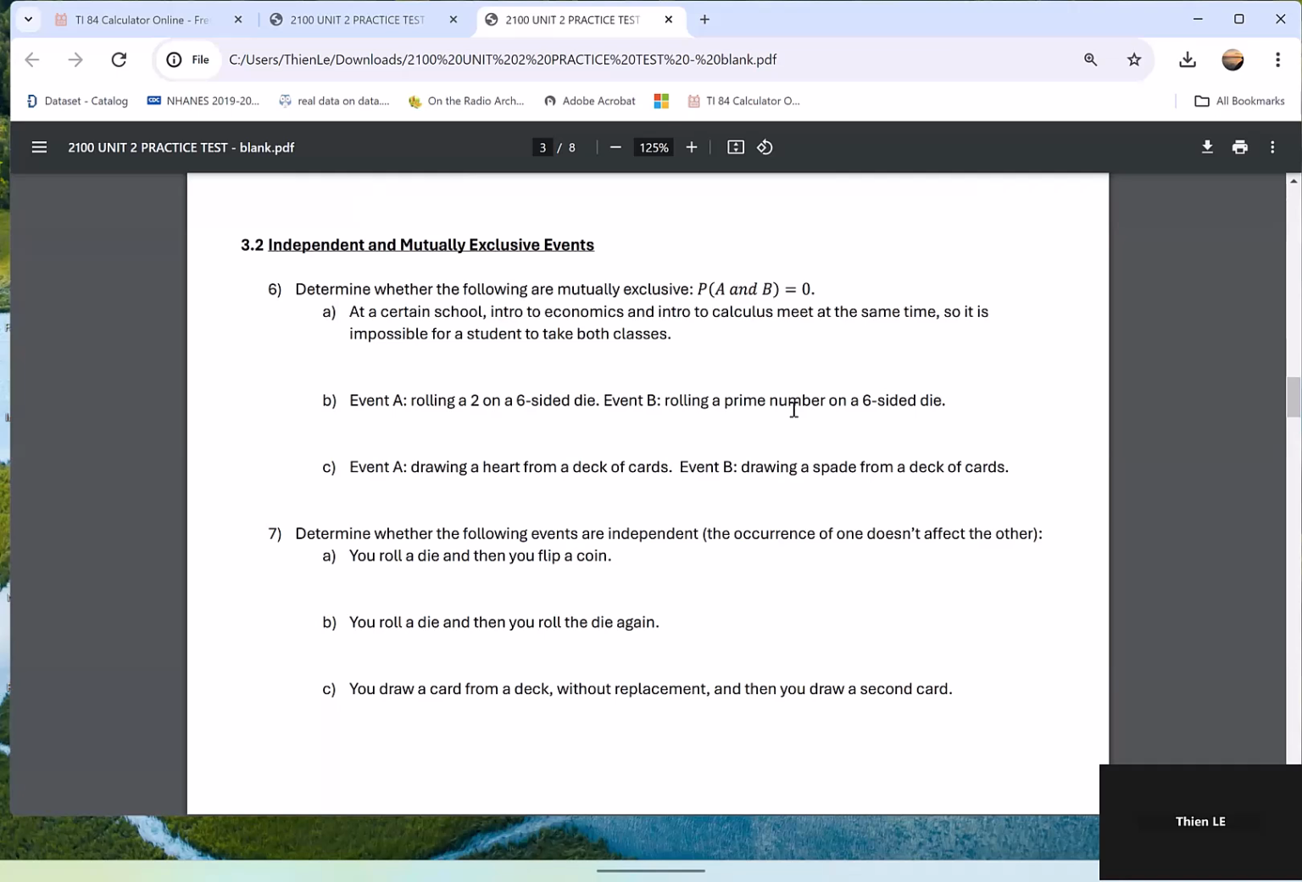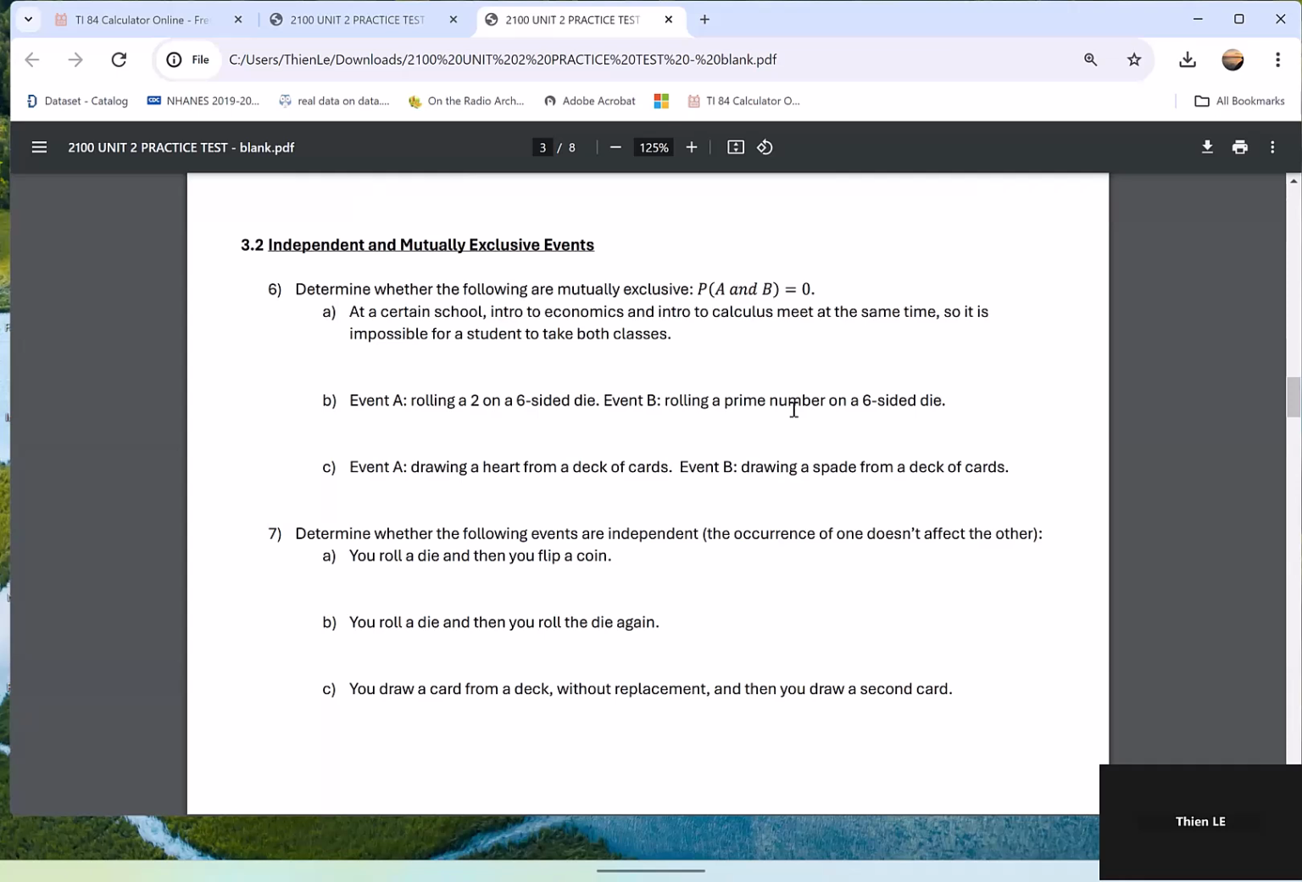Event A is rolling a 2 on a 6-sided die, event B is rolling a prime number on a 6-sided die. So the 2 is event A, but for B, the prime number is, you remember, that it cannot be divided anymore, right? Basically it only has itself, it can divide by itself and by 1, right? So when you roll a die, the possible prime numbers will be either 2 or 3 or 5, right?